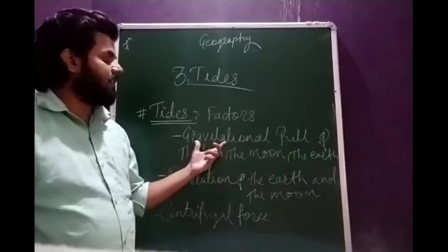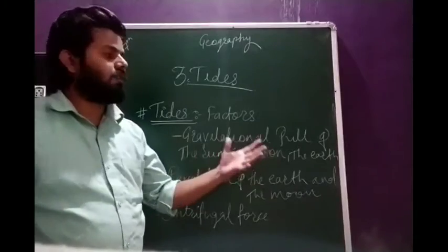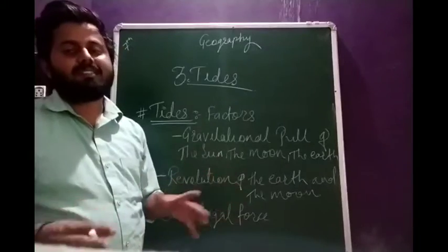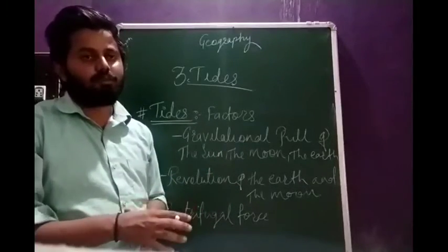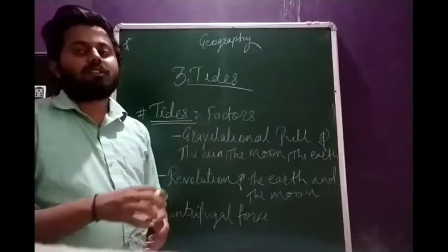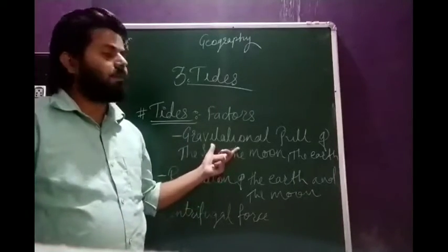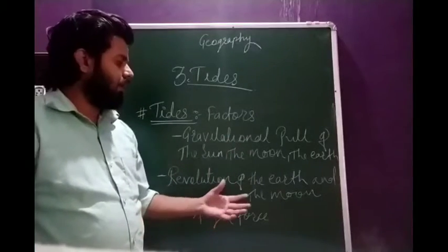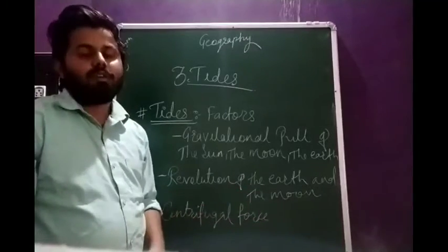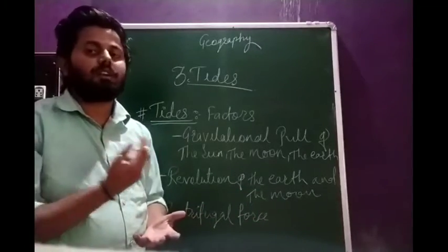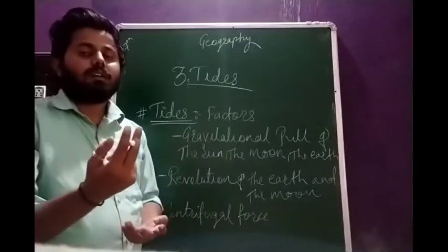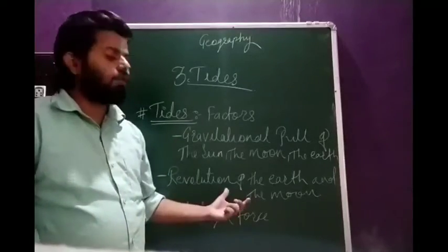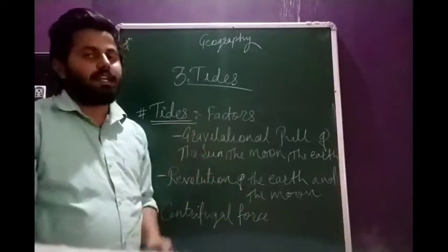The first factor is the gravitational pull of the sun, the moon and the earth. Obviously the sun, the moon and the earth all have their own gravitational pull, and those forces attract the tides, and that is a reason behind the tides. Then the second factor is revolution of the earth and the moon. As we all know, the earth continuously revolves around the sun and the moon revolves around the earth. That continuous revolution is also a main factor behind the tides.